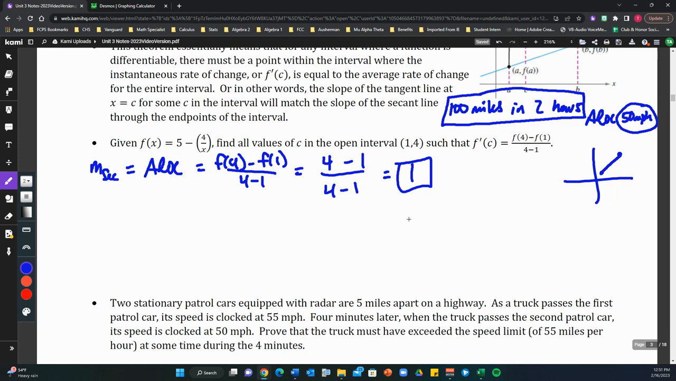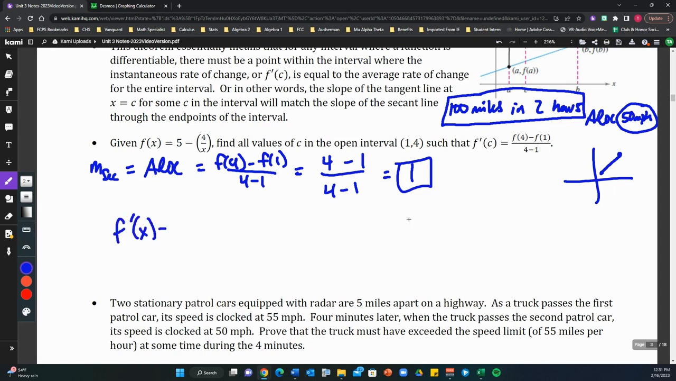So what I want to say, or what I need to be able to prove, is that at some point the curve has an instantaneous rate of change of exactly that same value, so exactly 1. So if that's the case, we need to be able to find the derivative and set it equal to that number to find that value of x where this occurs.